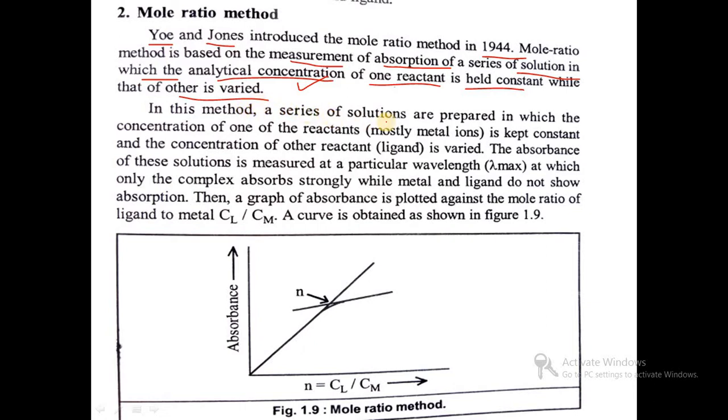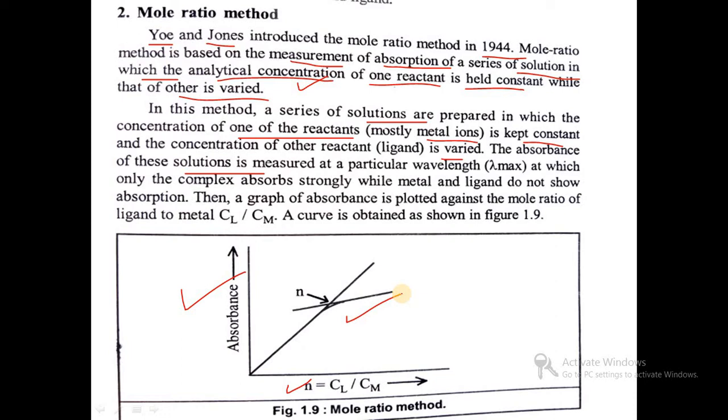In this method, a series of solutions are prepared in which the concentration of one of the reactants, mostly the metal ion, is kept constant while the concentration of the ligand is varied, and the absorbance of these solutions is measured and plotted on the y-axis. On the x-axis there is the mole ratio of ligand to metal, and we get such a type of graph.